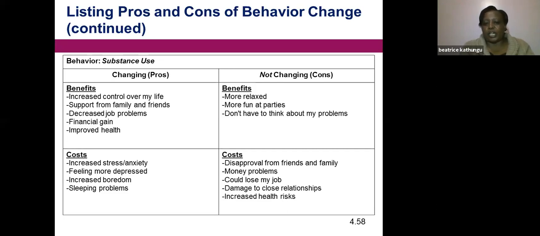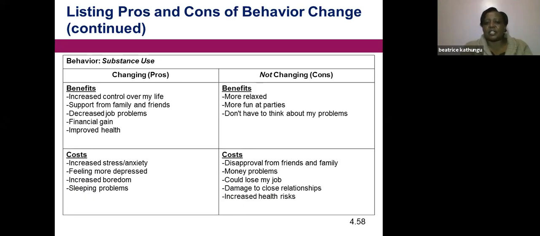And you can also look at the costs of not changing. One of them is disapproval from friends and family, which also tells you the client values family and friends. Money problems. So the client would value being in a financially free environment. The job, they could lose the job. So they value their job. They value their close relationships. On this other side, on the left side, the costs, you can see sleeping problems. That tells you this client does value sleep.